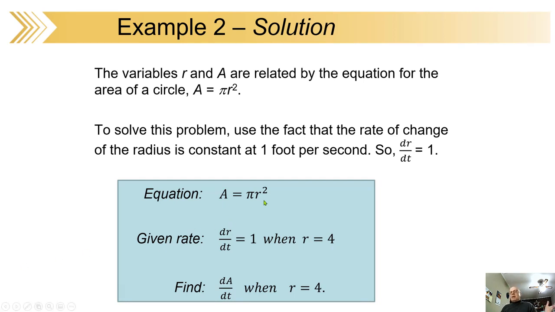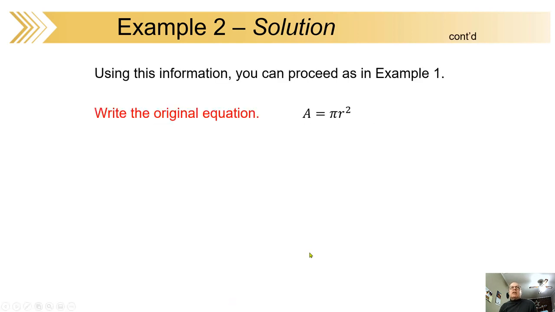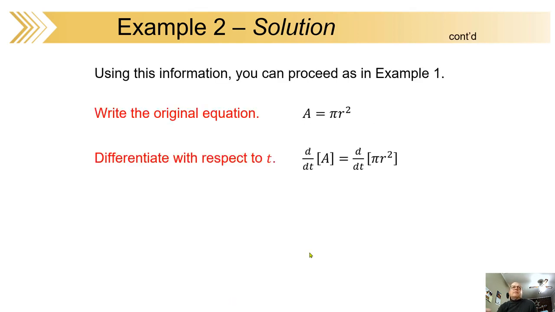You can find that sometimes in the backs of books, or if you're desperate, hey, you can always Google it and find out what the relationship is between the area and the radius. Here are things you're given, and you're looking for how the area is changing per second, per minute, whatever it is. So we start with the original equation. We're going to differentiate with respect to t, because we're talking about things changing over time. Apply the chain rule.